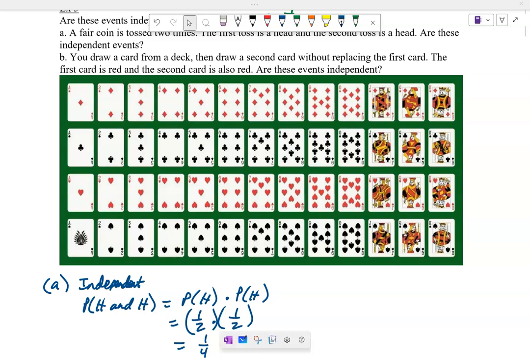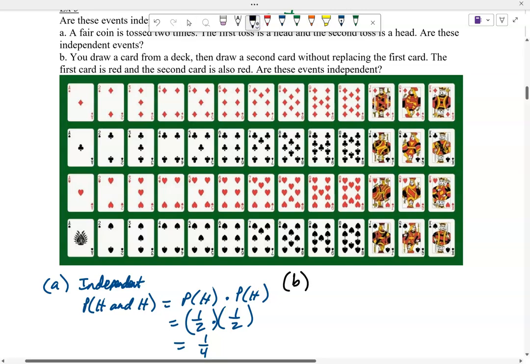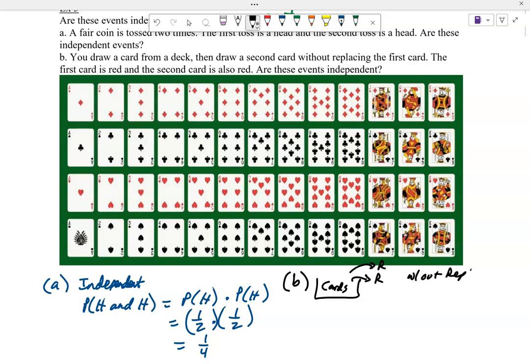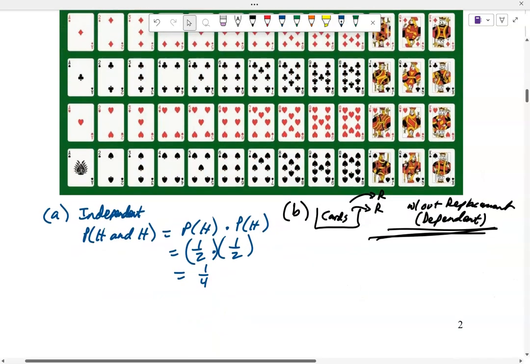Part B here, I'm coming back to this. We're drawing a card from the deck. Then we draw a second card without replacing. This is without replacement. So part B, I'm taking a card out. Let's say the first card's red, but I don't put it back. Next card's red. So this is without replacement. Again, this is dependent. This is not independent events. This is different. But we can go ahead and figure it out.